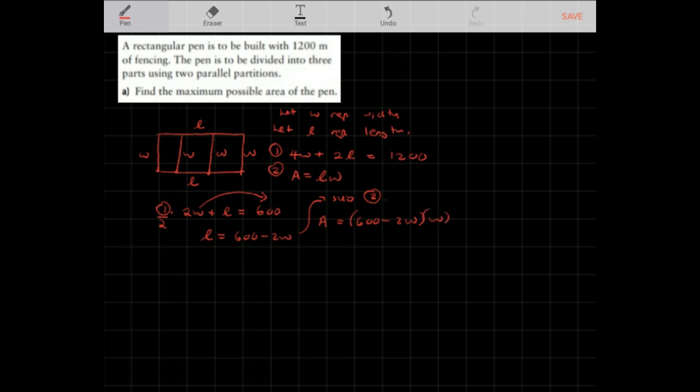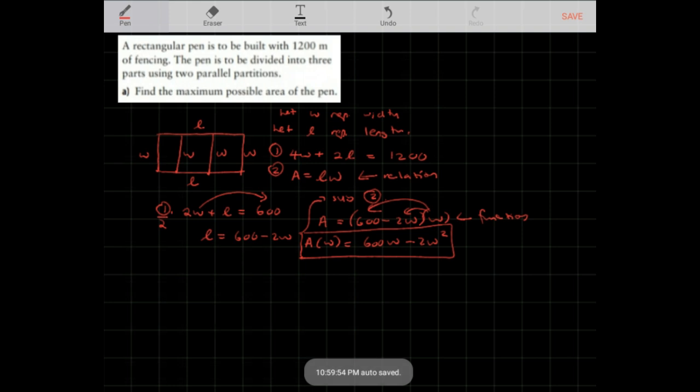The reason I did a substitution is now we can see that area is just a function of one variable, right? In this case, this was a relation, but now this is particularly a function. And because it's a function, we can write area as a function of width. If you expand this out, you get 600W minus 2W squared. Okay, so area is now a function of width. So now because we have a function, we can actually optimize this by finding the first derivative.